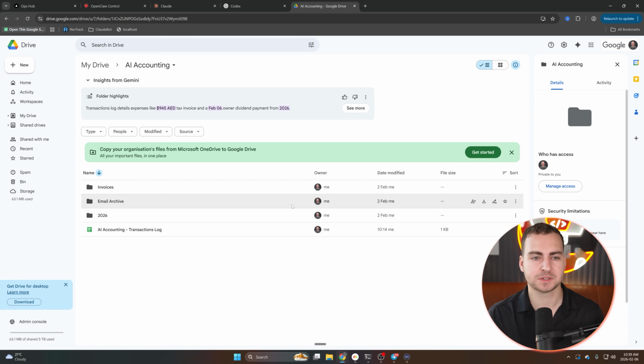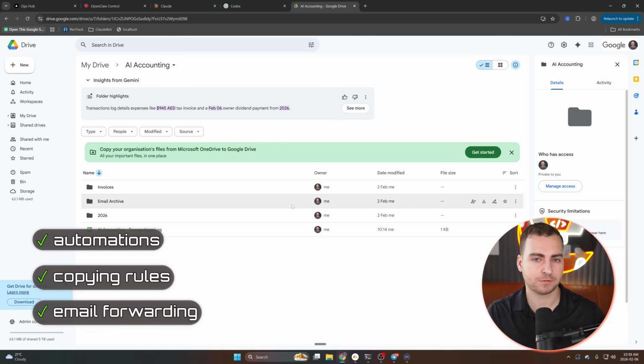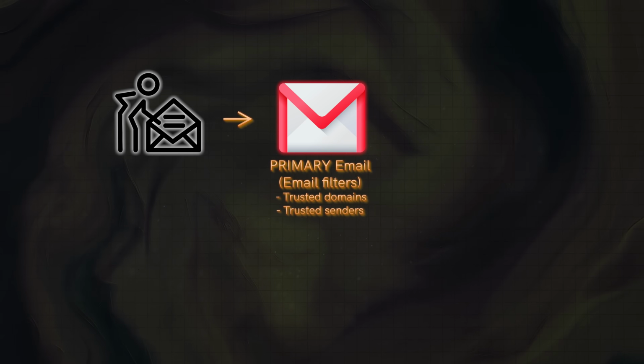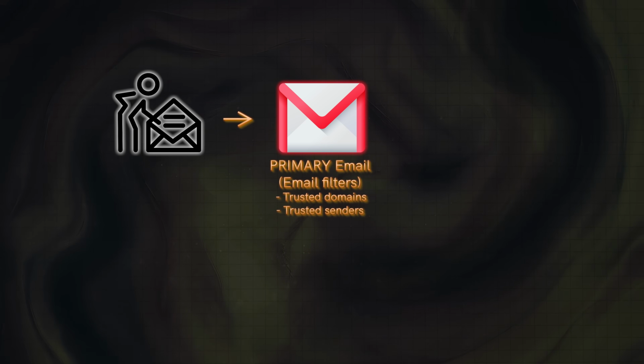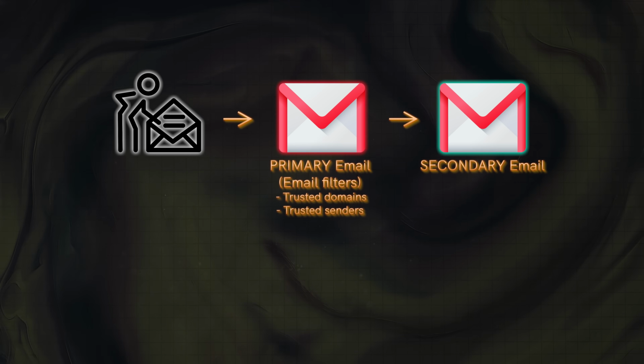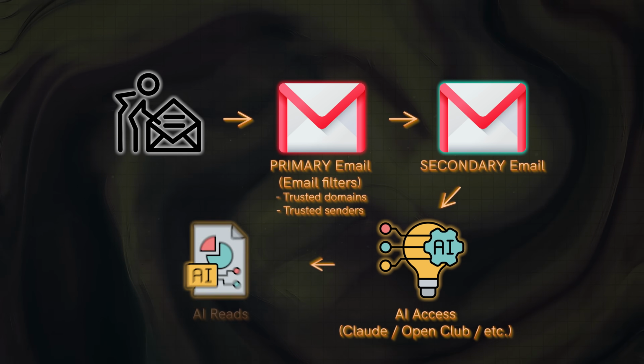Now, what I also did, because I still wanted it to be able to read information from my main accounts, is I set up email forwarding and certain copying rules and automations from my main accounts to go to this secondary account. So for example, if someone emails me on one of my primary emails, I have some email filters for trusted domains and trusted senders, and I send those emails over to this email, which then the Claudebot or OpenClawbot, whatever, has access to, and then it can read.